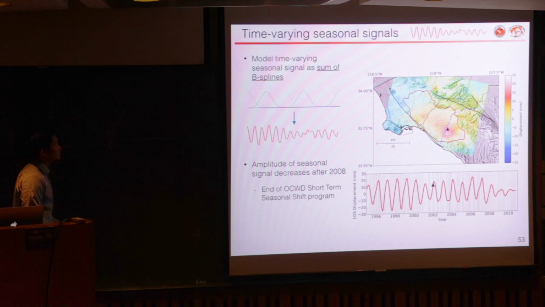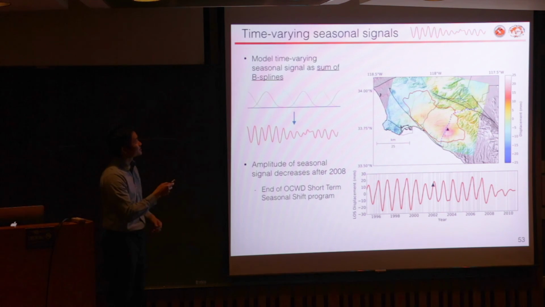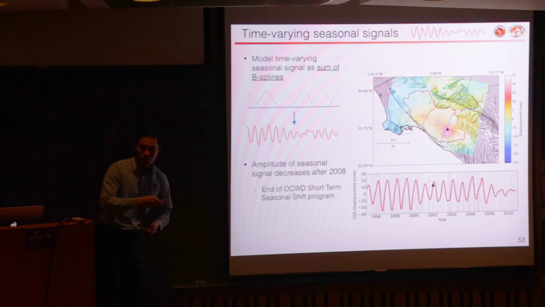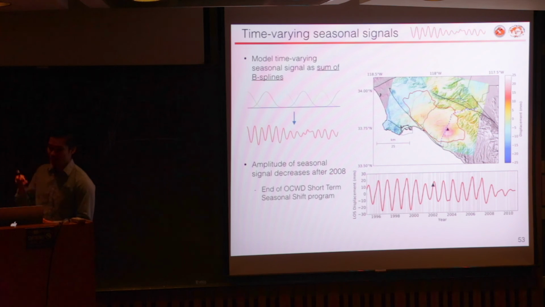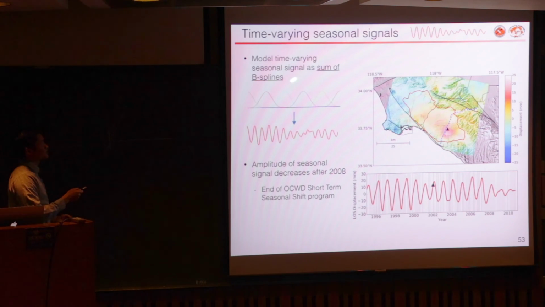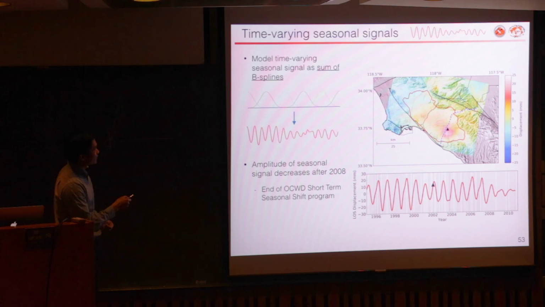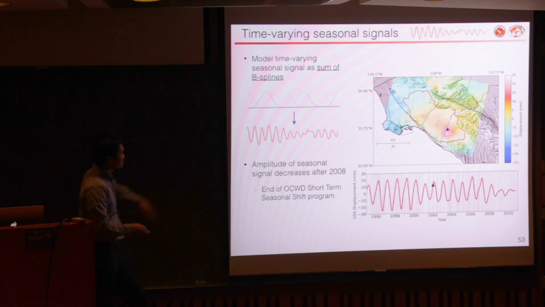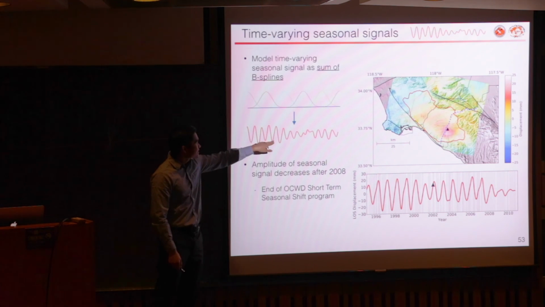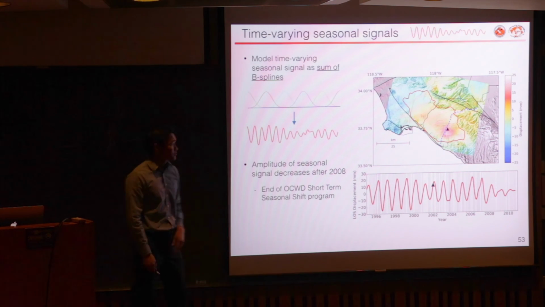Now if you assume that the seasonal signals are not steady, not stationary, and we want to measure something that's time-varying, instead of using periodic terms that are sines and cosines, we can model these time-varying seasonal signals as a sum of B-splines, which is different from the integrated B-splines that we used before. If you use the sum of B-splines, you can get these non-steady seasonal signals that have changing amplitude and phase.